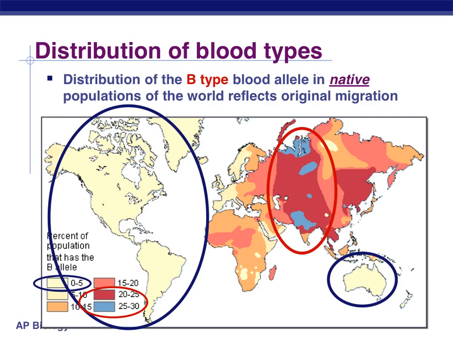What I find interesting is there's no trace whatsoever of the B blood type in Australia or even over in the Americas. And now, of course, we know that's not true. These people have also migrated, and B alleles are found everywhere now. Still rare, but still found all over the place.